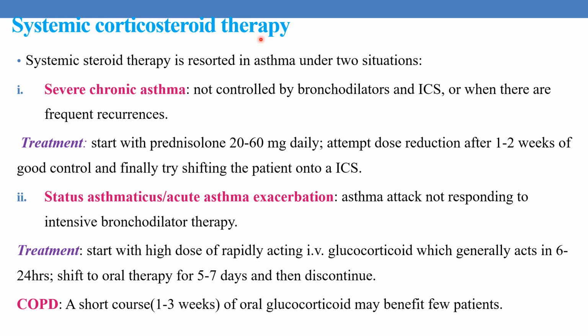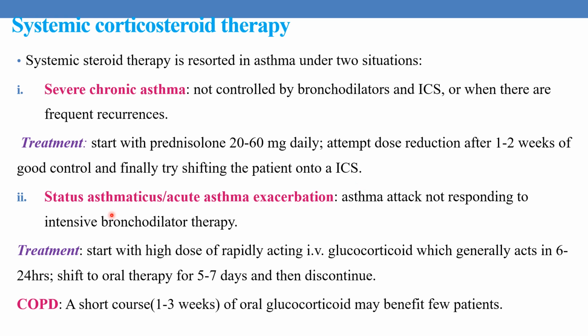Coming to systemic corticosteroid therapy. Systemic corticosteroid therapy is reserved in asthma for 2 conditions. The first is severe chronic asthma, whenever it is not controlled by bronchodilators or inhalational corticosteroids, or when there are frequent recurrences. In this case, the treatment starts with prednisolone 20 to 60 mg daily, attempting dose reduction after 1 to 2 weeks of good control. And finally, try shifting the patient onto inhalational corticosteroids.